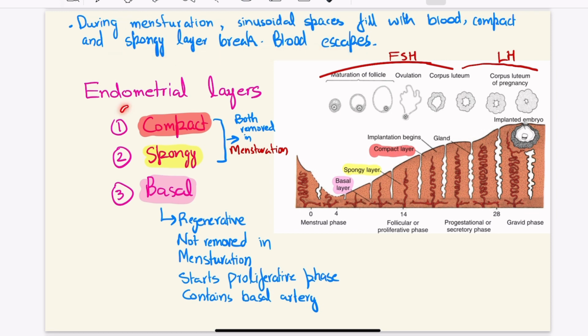So the endometrium has three layers. Here is the compact layer, which is at the top, then we have the spongy layer, which is in the middle, and then there is the basal layer. The basal layer is this one at the bottom. Both the compact and spongy layers are removed in the process of menstruation. From here, they are removed. The basal layer is not removed in menstruation, as it is regenerative and it forms again the basis of the spongy and compact layers. It starts the proliferative phase and contains the basal artery. Here is the basal artery.